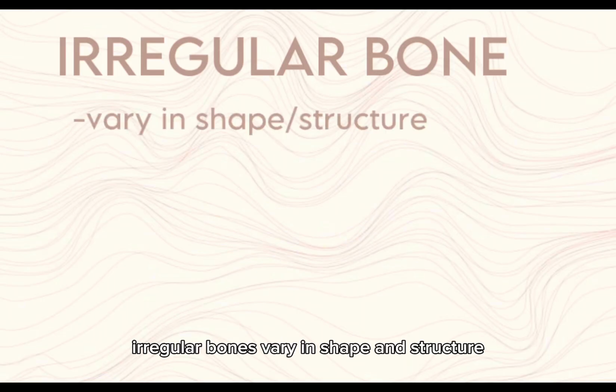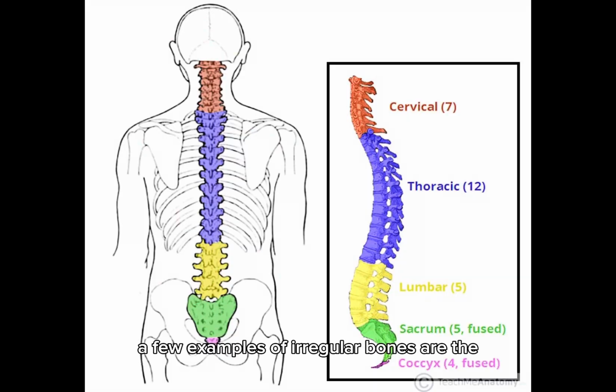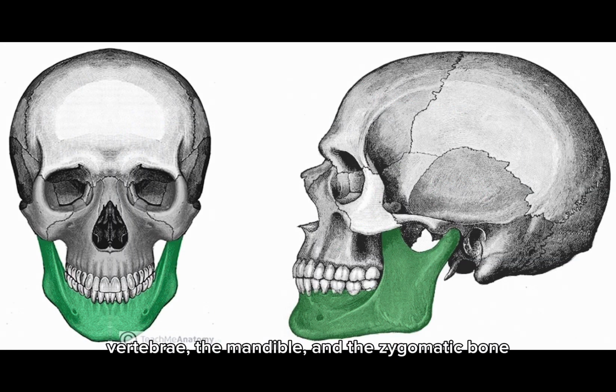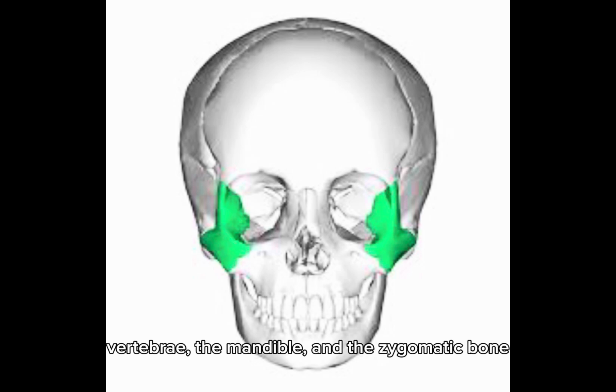Irregular bones vary in shape and structure, therefore they don't fit into any other categories. A few examples of irregular bones are the vertebrae, the mandible, and the zygomatic bone.